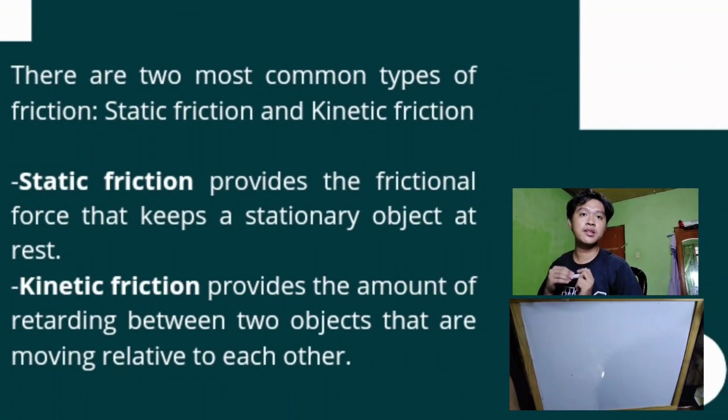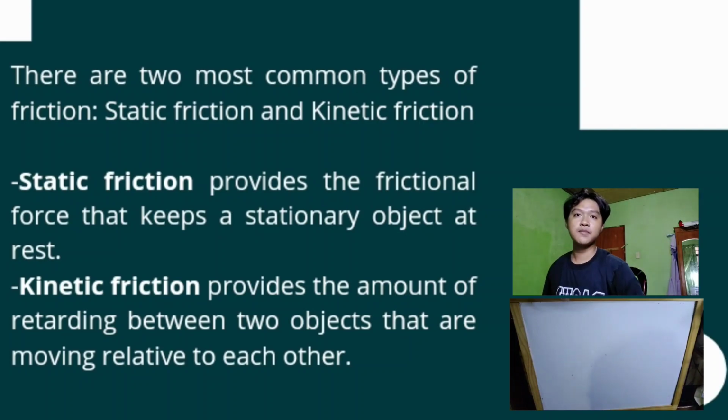Actually, there are two most common types of friction: the static friction and the kinetic friction. Static friction provides the frictional force that keeps a stationary object at rest, while the kinetic friction provides the amount of retarding between two objects that are moving relative to each other.